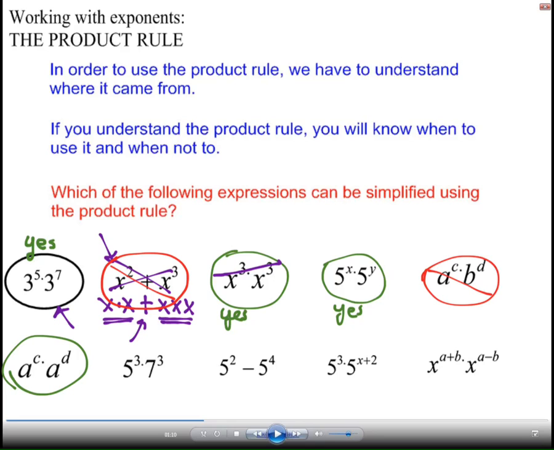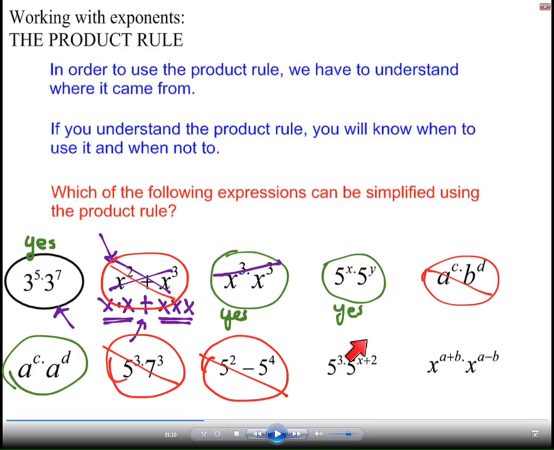Here, there are 3 sets of 5 multiplied by 3 sets of 7. That does not qualify for use of the product rule because there's 3 sets of 5 and 3 sets of 7. I can't simplify that. Here, there's subtraction, so this is 25 and this is 625. I can't really do anything to the exponents to simplify this, so no product rule usage there.